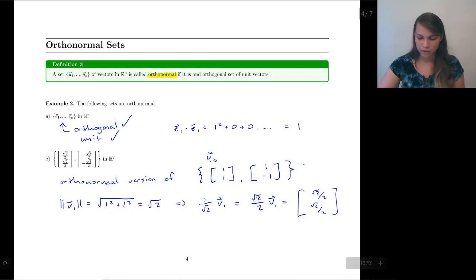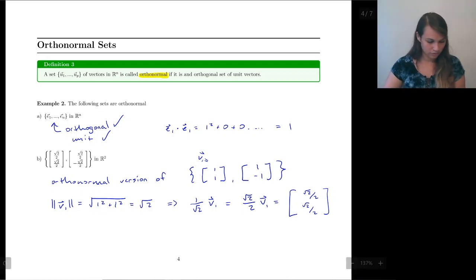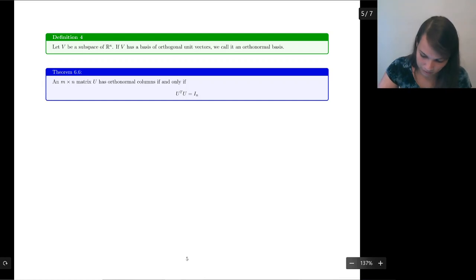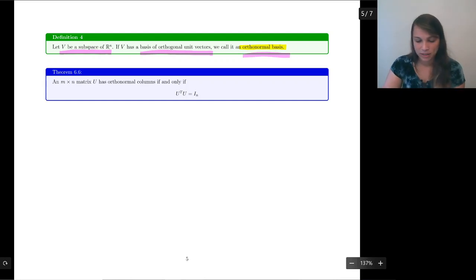And you see how I went through and normalized this vector set that we had already talked about? You can get an orthonormal set by normalizing any orthogonal set that you already have. So let's talk about that real quick. Oh man, and I didn't bold my definition again. So we've got: V is a subspace. If it has a basis of orthogonal unit vectors, we call it an orthonormal basis. So that is our definition. That was not bolded again. I don't know what I was doing. I must have been really tired.